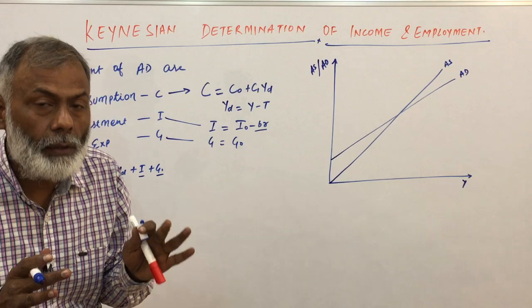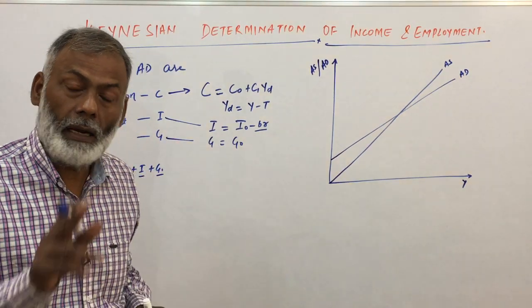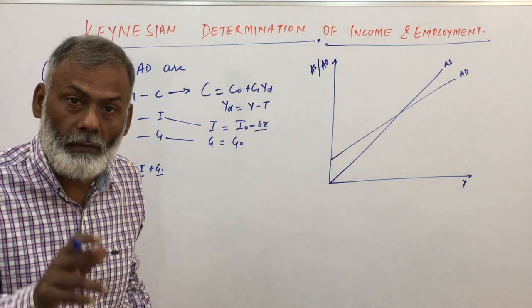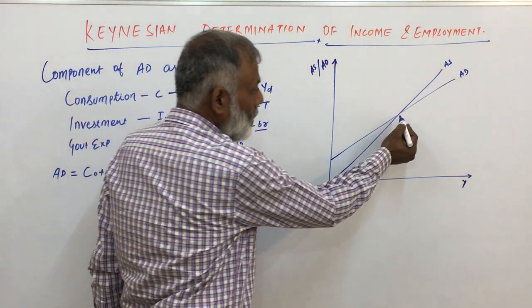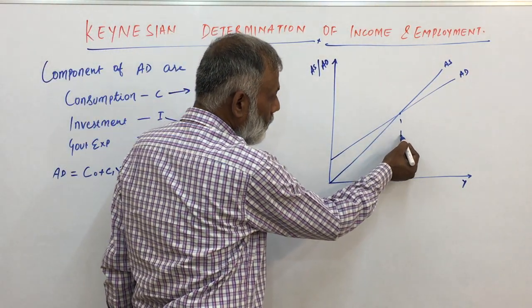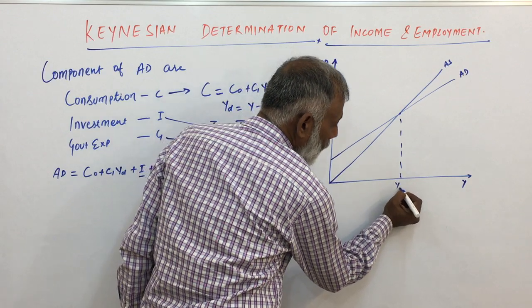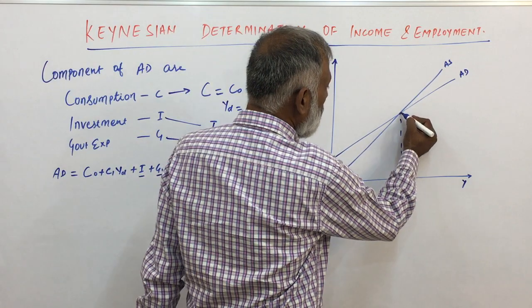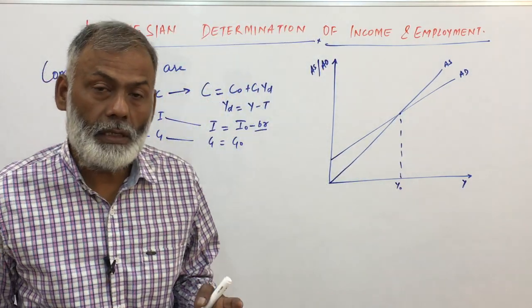Fine. So aggregate demand and aggregate supply. As I told you, the point where aggregate demand and aggregate supply meet will determine the level of income in an economy. So this is the income level in an economy, the point where aggregate demand and aggregate supply meet.